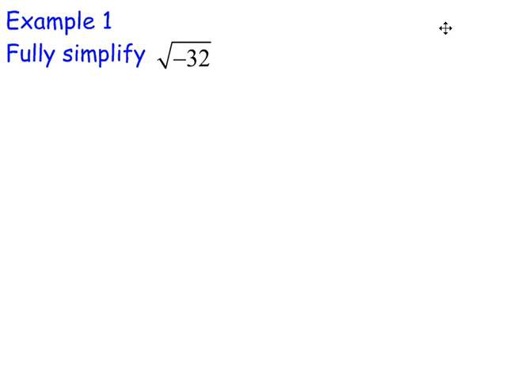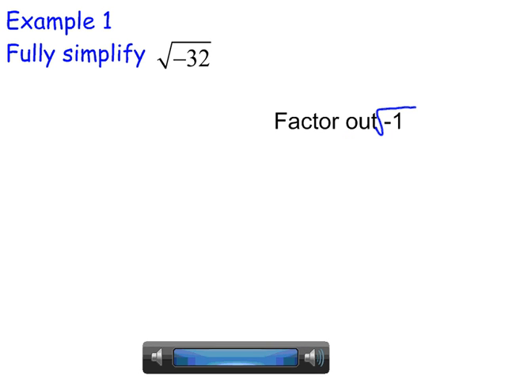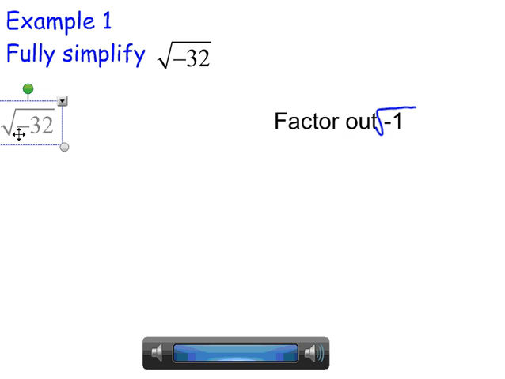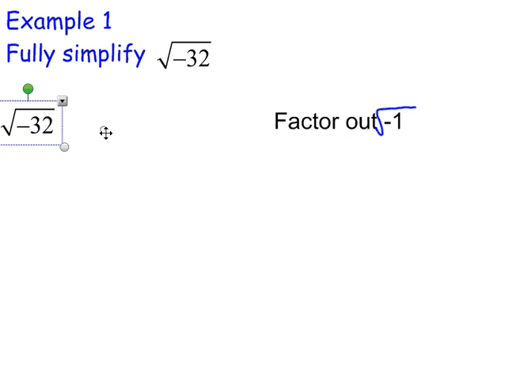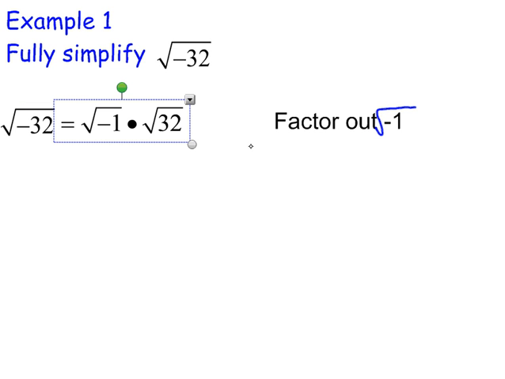So first thing I want you to do is to factor out a radical negative 1. That's the first thing you should do. So that means that we're going to rewrite radical negative 32 as radical negative 1 times radical 32. Well, what's radical negative 1? That's just i.